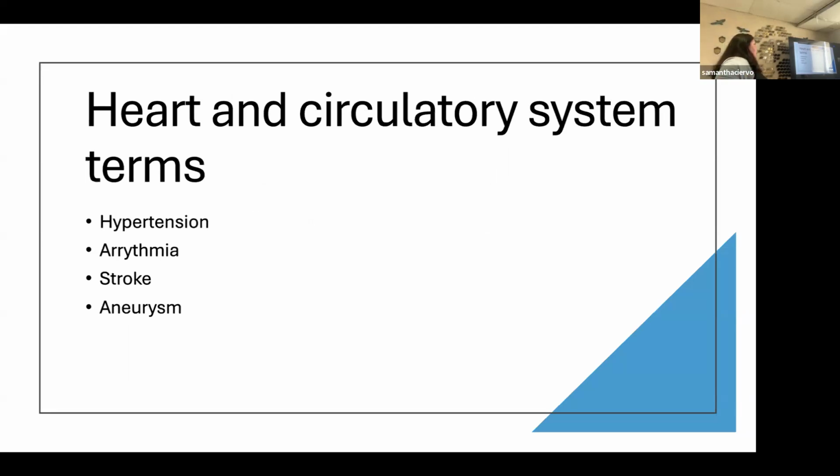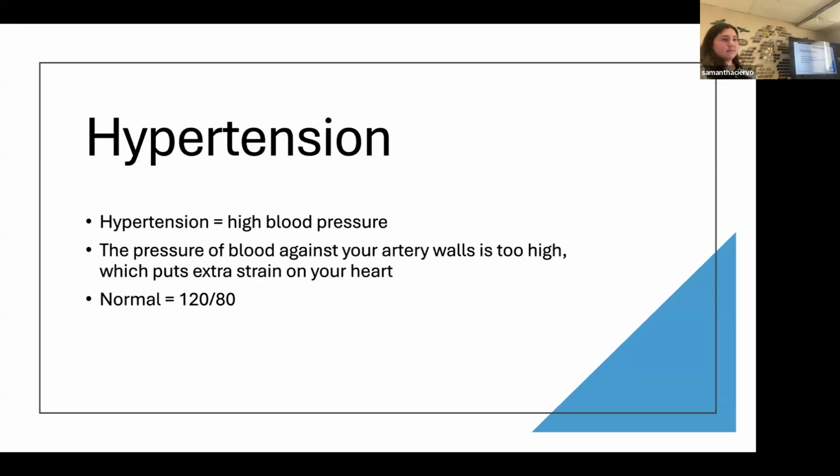Now we're going to go on to some other big terms you probably have heard, and this is in relation to your heart and your circulatory system. So your heart and how it pumps all the blood to the rest of your body. So you've heard of hypertension. We just talked about it. Anyone want to tell me what they said again? High blood pressure. Then we're going to talk about arrhythmia, stroke, aneurysms. So we'll start with hypertension. Like you guys said, high blood pressure.